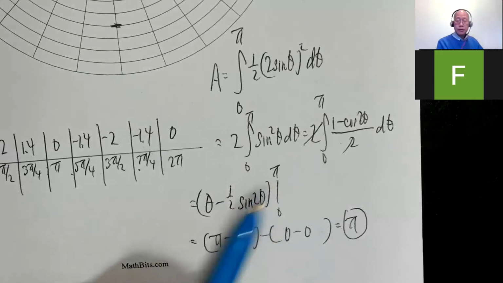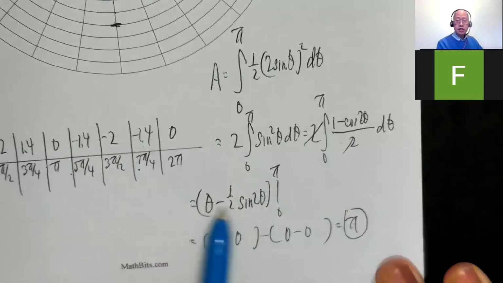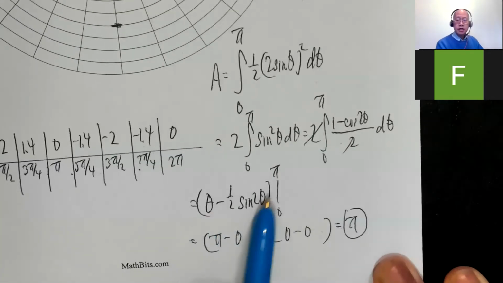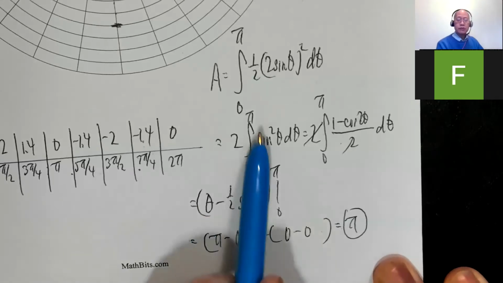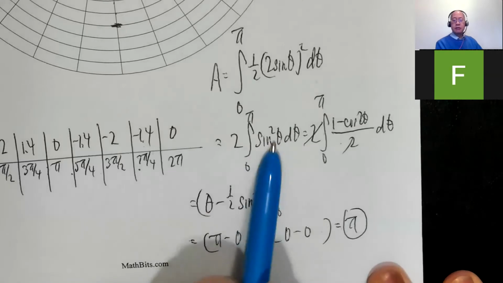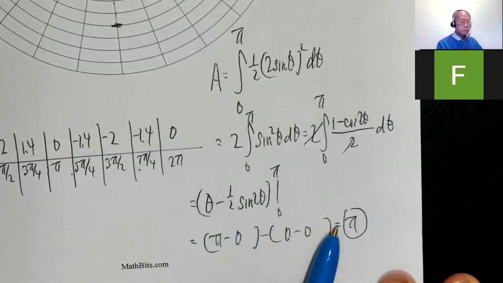From 0 to pi, plug in 0, you get 0. Sine of 0 is 0. Plug in pi, sine of 2 pi is also 0. So the only thing of substance is right here, pi. That happens a lot when you do this integral. So the answer is pi.